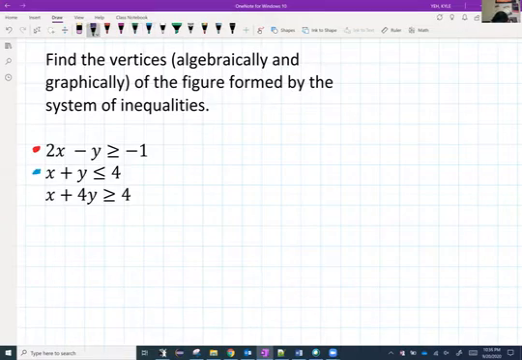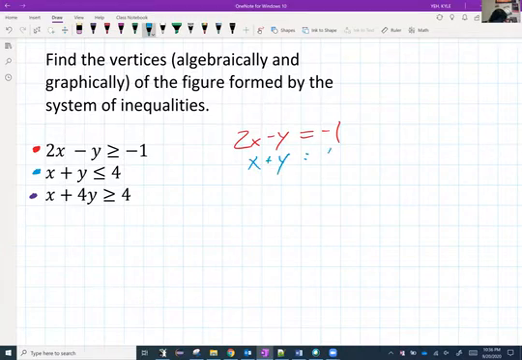I've got my 3 lines, and I'm color coding them. If I want to find where red and blue meet, I just need to solve that system of equations. We can treat them as equations to see where they hit. So let me pull that over here. We have 2x minus y equals -1. Now I know they're not equal, but we're just trying to figure out where the lines hit. All we're interested in is the line, not the shading, so we can say equal for this part. x plus y is equal to 4.